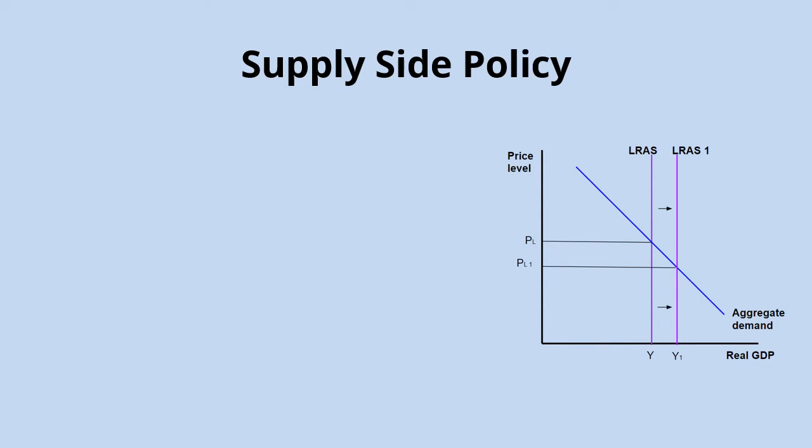Now, there's a huge range of different policy actions which would come under the banner of supply-side policies, because we're looking at any government action which is going to help to boost the quality or quantity of any of those factors of production: land, labour, capital and enterprise.